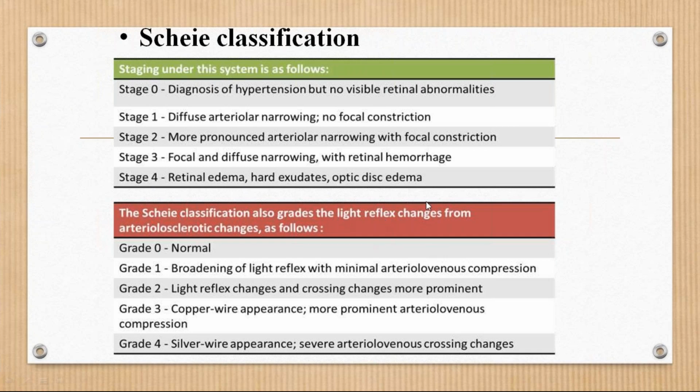This is regarding the retinal abnormalities. The classification is also depending upon the light reflex changes. So grade 0, normal. Grade 1, broadening of light reflex. Grade 2, light reflex changes are present and crossing changes are more prominent. Grade 3, copper wiring, and grade 4, silver wiring.